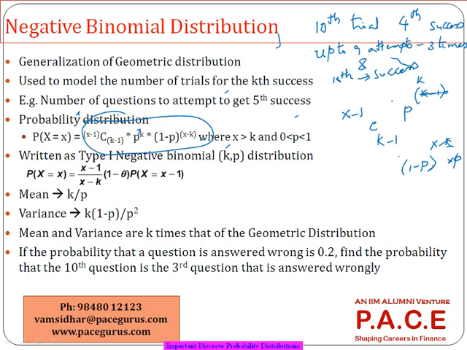x minus 1 C k minus 1, p power k minus 1, 1 minus p power x minus k, where x minus 1 minus k minus 1 is x minus k. This is up to 9 trials. In the 10th trial, definitely it's a success, which is the probability of success I am multiplying it with. So, overall it is becoming p power k. Getting it?